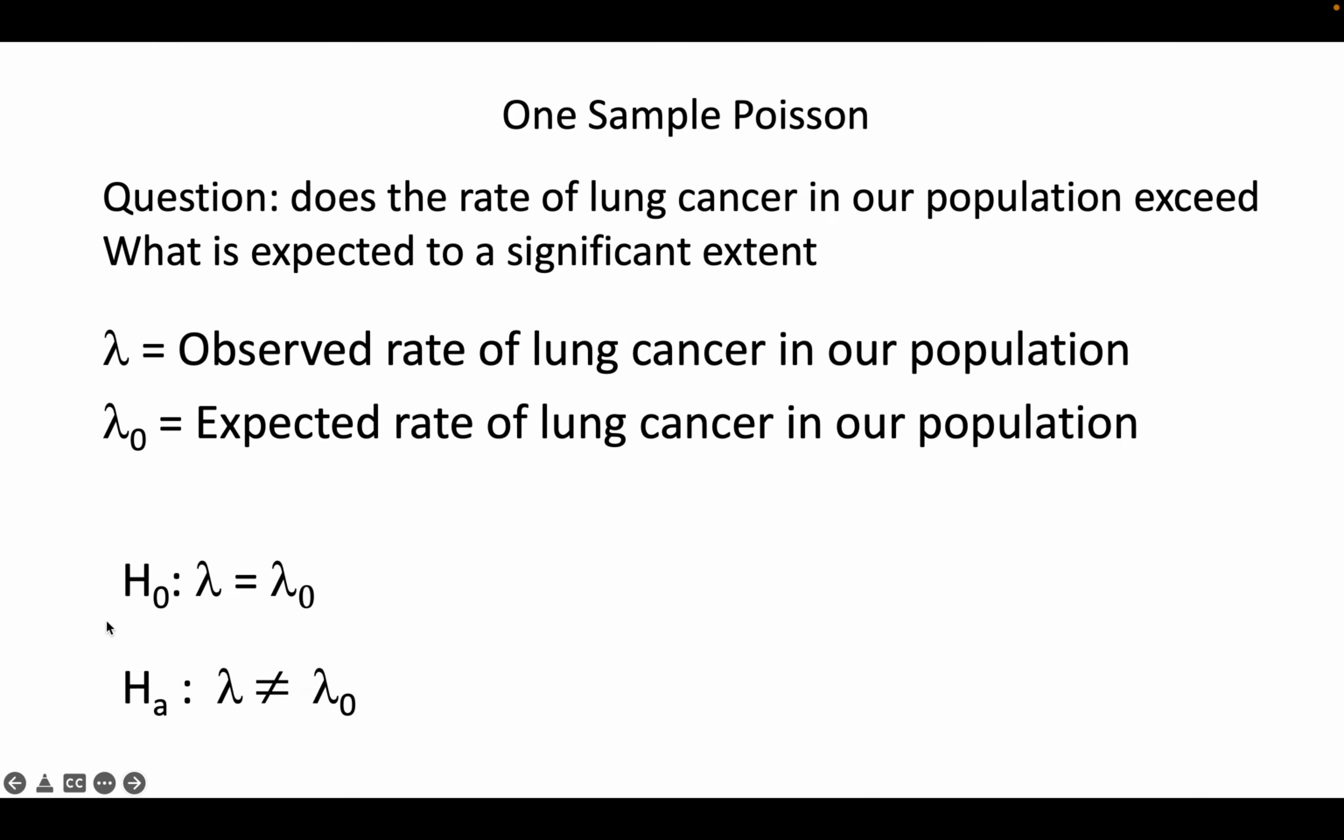So the null hypothesis is that the rate in our population equals the expected rate, and the alternative is that they're not equal. It can be above or below. And since time is equivalent in each of these, this is the same as saying that the number of events is the same in our population as the other population.